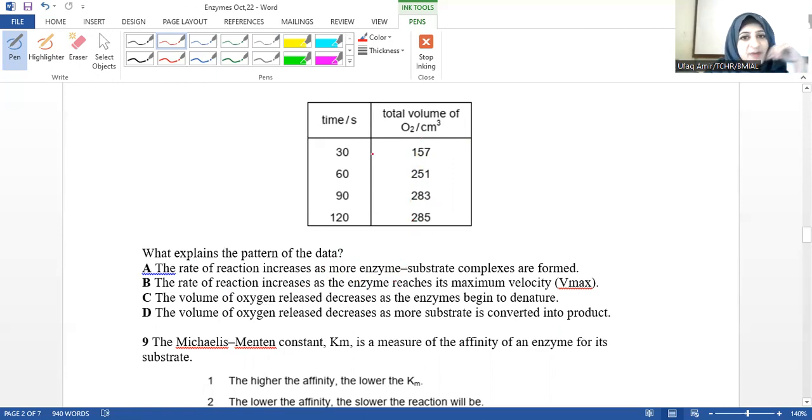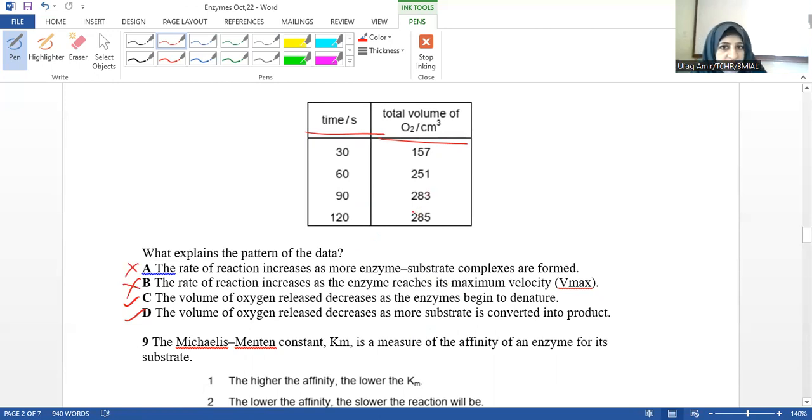The rate of reaction: here it is not telling the rate of reaction, it is telling the volume of oxygen. So we will not consider that correct. We can think about these two. The volume of oxygen released decreases as the enzyme begins to denature. The enzyme doesn't denature at low or normal temperatures. So this doesn't show denaturation.